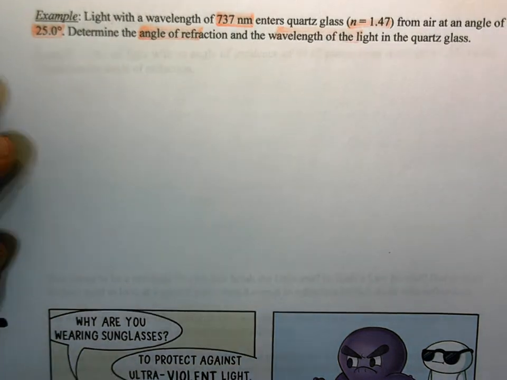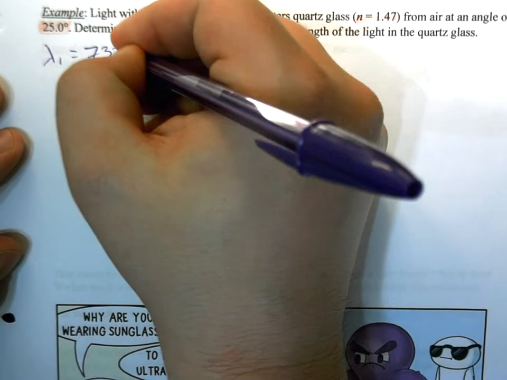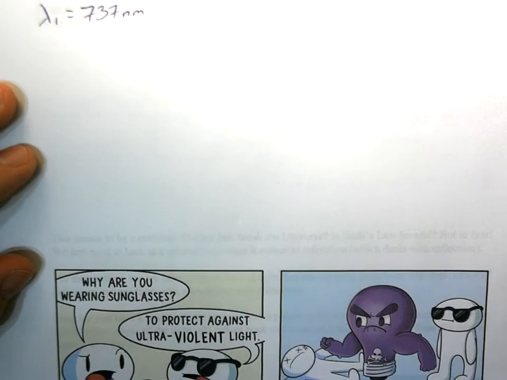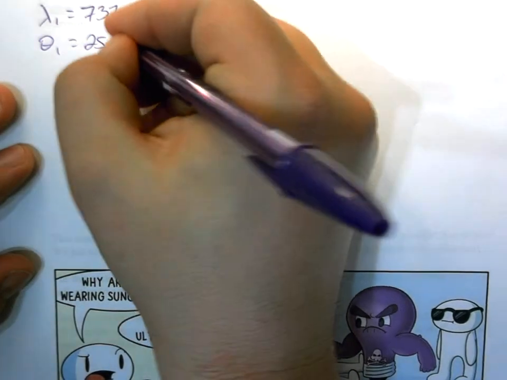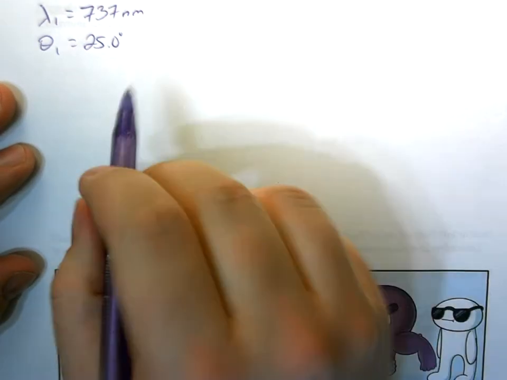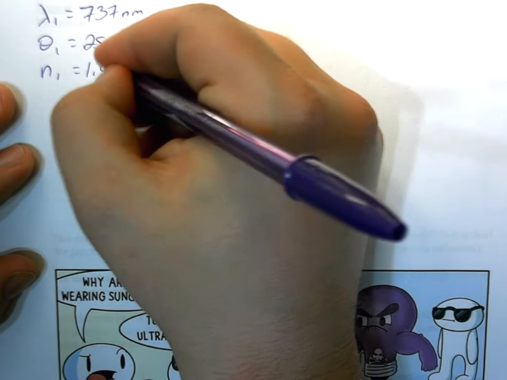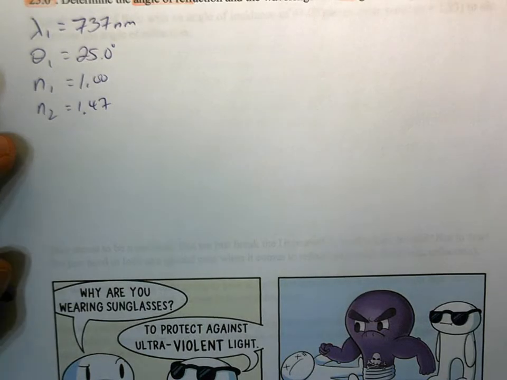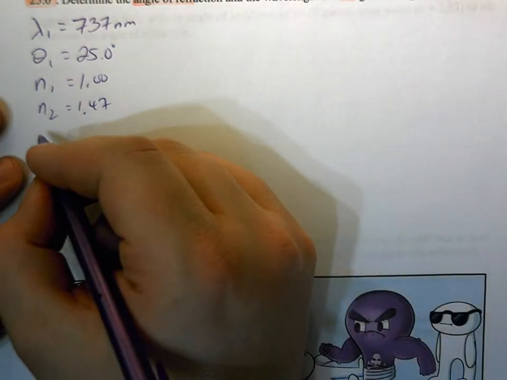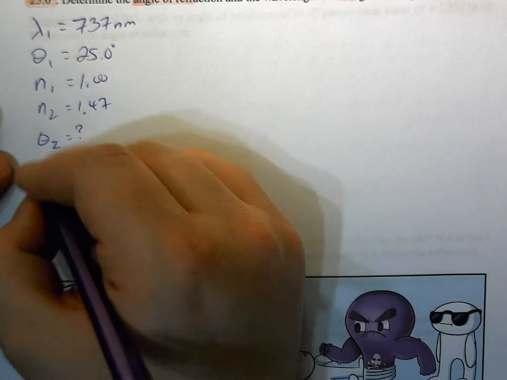So what we are given: lambda 1 is 737 nanometers, and we're told that the angle of incidence is 25 degrees. We know N1 is air, so it's 1.00. We know N2 is 1.47. So what we're trying to find here is the angle of refraction, theta 2. We'd also like to find lambda 2.